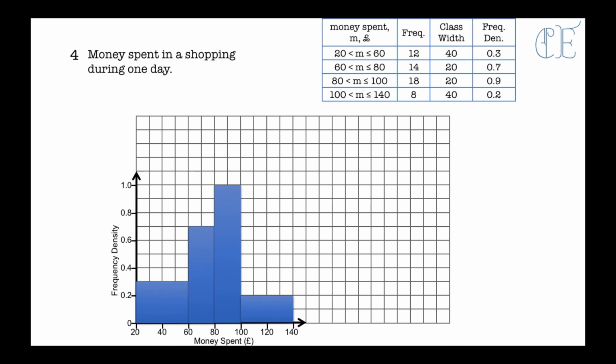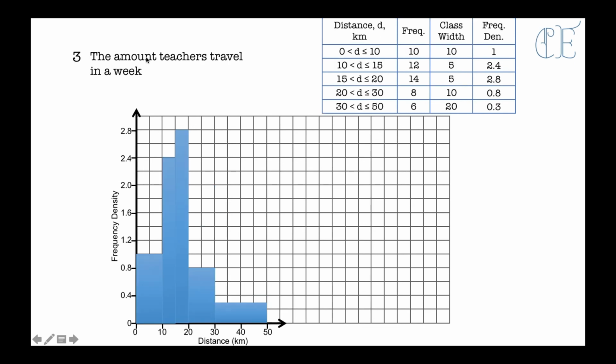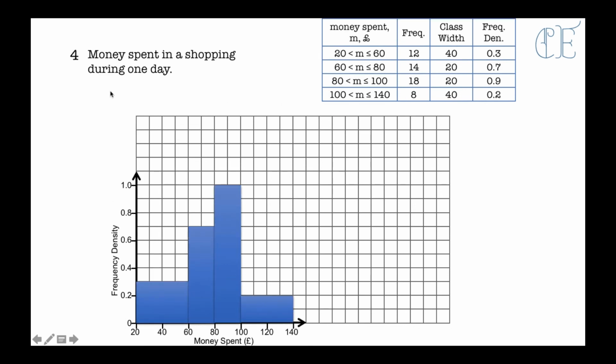The only thing that could be put in there that is missing is a title. So you could have a title that says something like, so obviously this is a title here, we do have a title. So if I just go back, see the amount teachers travel. But in your exam, obviously just make that very clear. You could put it just above the histogram here. Okay, the amount teachers travel in a week, money spent in a shopping trip. I should have put during one day or at a shopping trip.